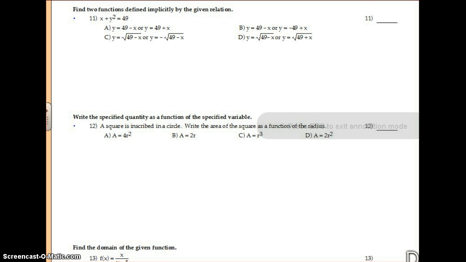Number 12, write the specified quantity as a function of the specified variable. A square is inscribed in a circle. Write the area of the square as a function of the radius. It's just a matter of how you draw your picture. So I have a circle. I'm going to draw a square inside my circle.